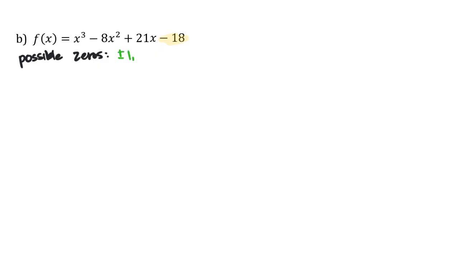Now 1 always works. 1 times 18. I could do 2 times 9. I could do 3 times 6. No, not 36. 3 times 6. So that's my list of possible numbers. I'm going to try one and see if it works. I normally start with an easy one, like 1.